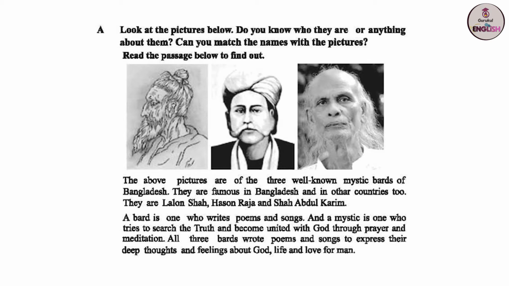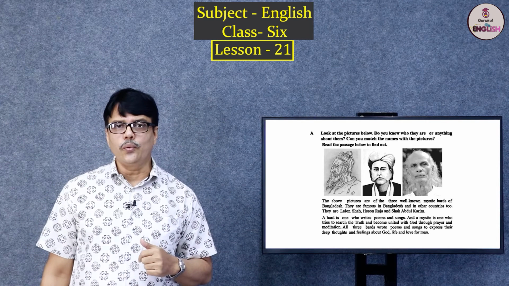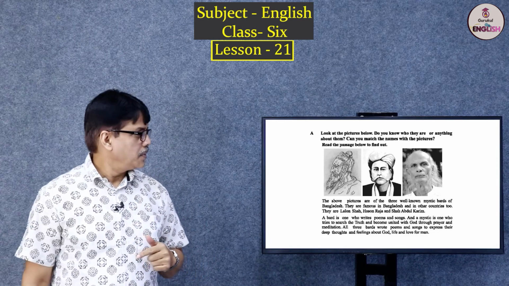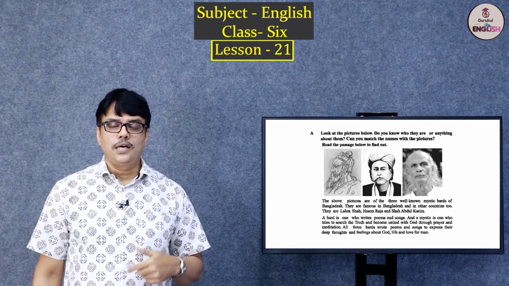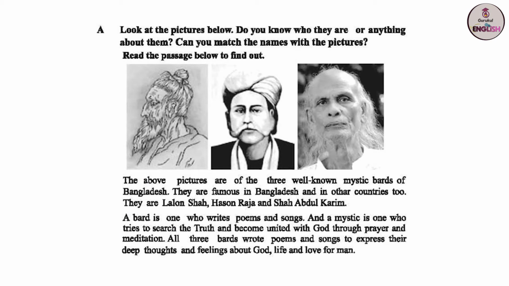You see, first picture. Can you guess who is he? He is Lalan Shah. Next, Hason Raja. Last of all, can you guess who is? You can see he is Shah Abdul Karim. Now we will read the text.